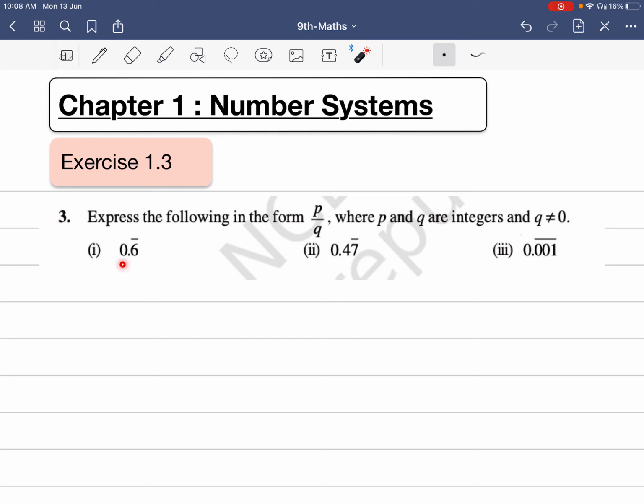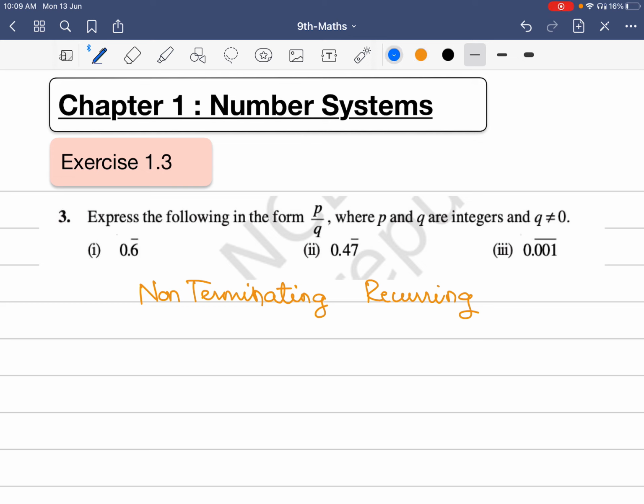And the examples that are given to us, as you can see, there is a bar over these decimal numbers. So these are nothing but non-terminating, recurring decimal numbers. These are given in the form of non-terminating recurring decimal expansions.